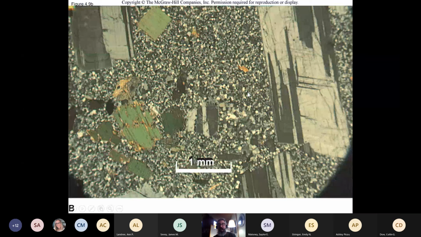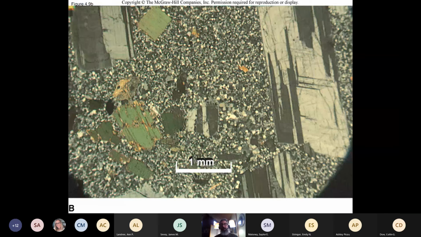Now, what this looks like zoomed way in. We're looking at a thin section under polarized light. We looked at one of those last week when we were watching how the quartz changed color as it rotated.